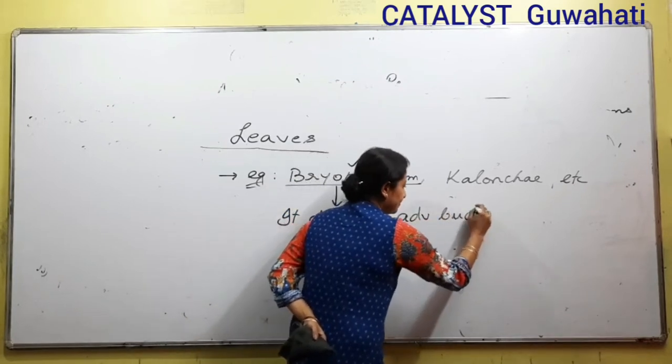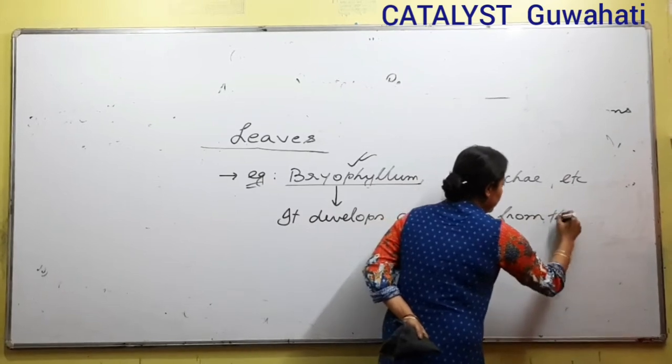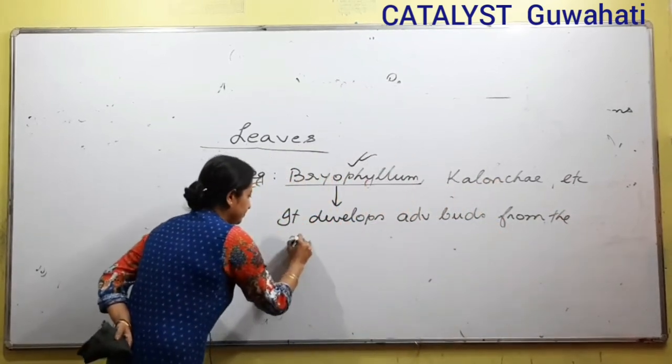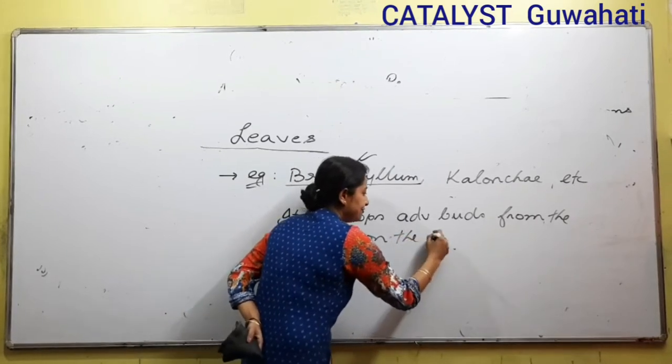Bryophyllum develops advantageous buds from the notches on the margin of the leaf.